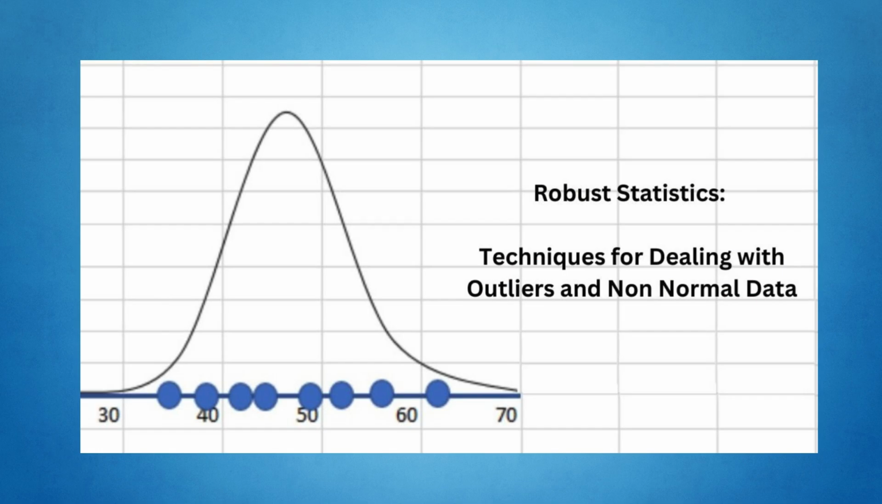With these issues in mind, we need a better way to handle outliers. Let's dive into how robust statistics can solve the outlier issue.